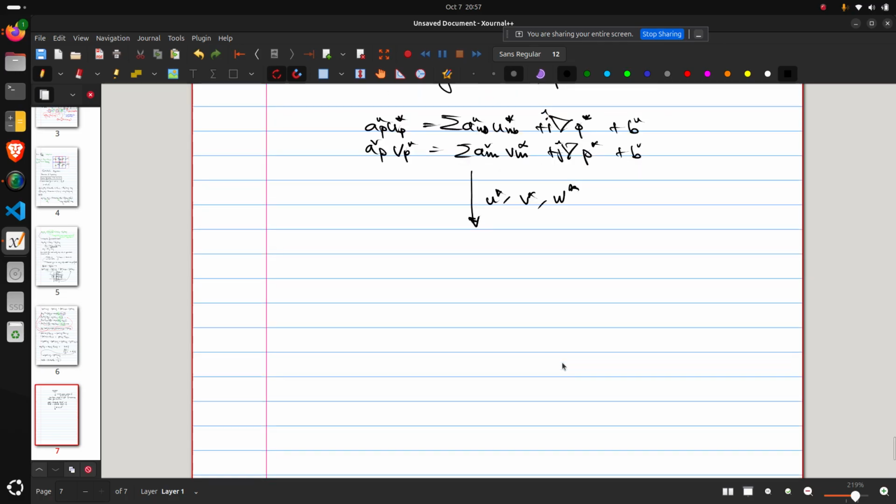Now once we have these values, we can again solve the pressure correction equation, A P P prime equals summation of A nb P prime nb plus B prime, which is some function of u star, v star and w star. Okay, this part is clear.